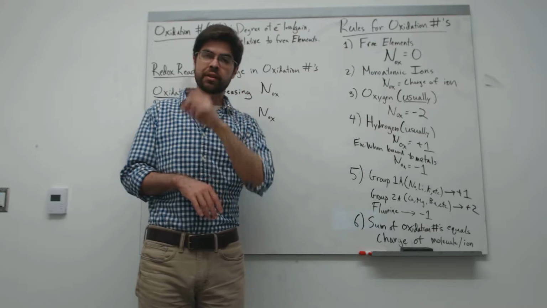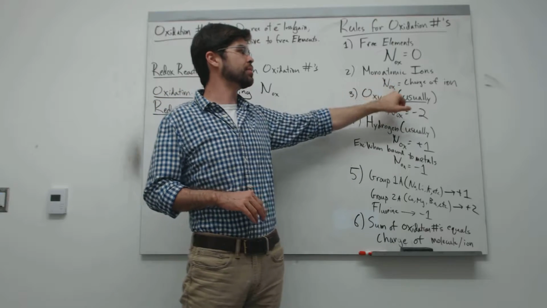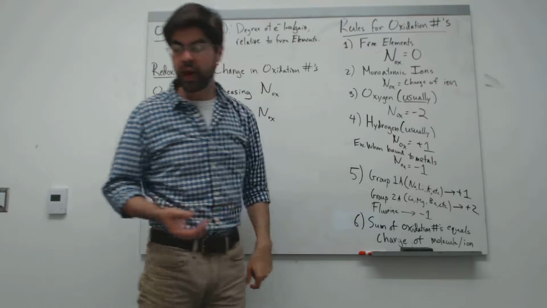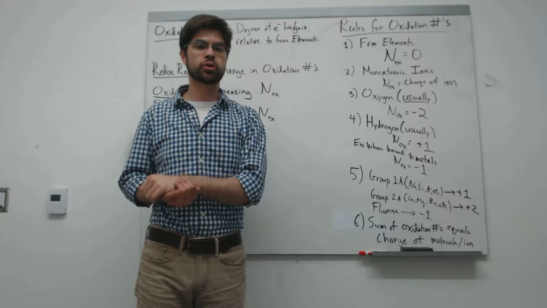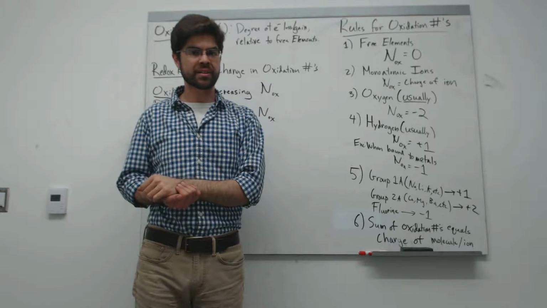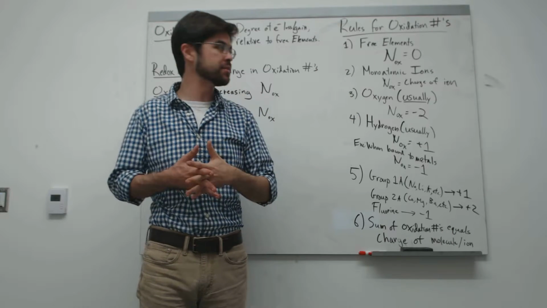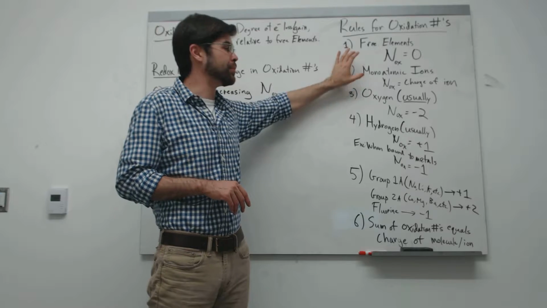Monoatomic ions, so single-atom ions, by definition, have an oxidation number that is the same as the charge of that ion. So a sodium plus ion or an iron 2 plus ion would have oxidation states of +1 and +2 respectively. So these two are pretty easy to remember.